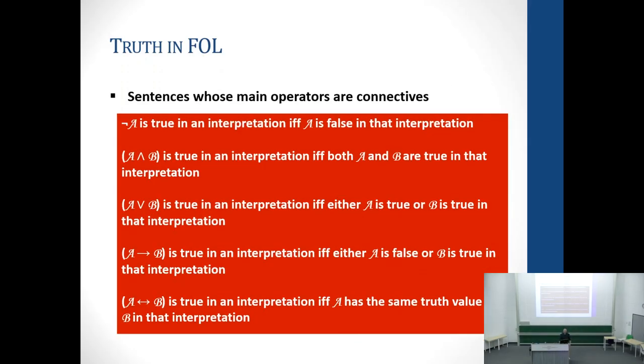So what do we do with sentences whose main operators are connectives? It works just like it did in TFL. The negation is going to be true if and only if the sentence it's applied to is false. The conjunction will be true if and only if both conjuncts are true. Disjunction works just like disjunction did. The conditional works just like the conditional. And the biconditional works just like it did before. Those are easy. Again, you look at the relevant sentences, fix those, and then these behave truth-functionally, just like they did before.